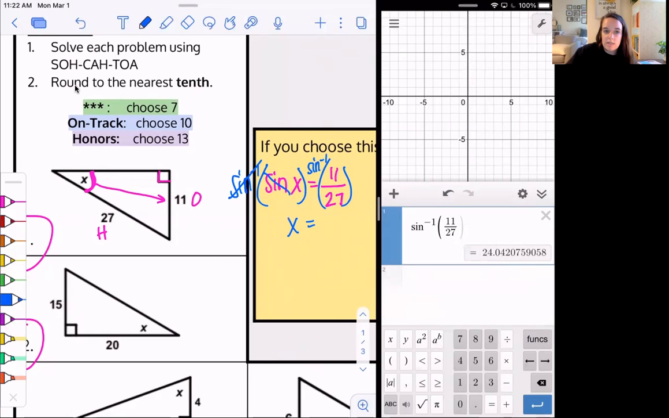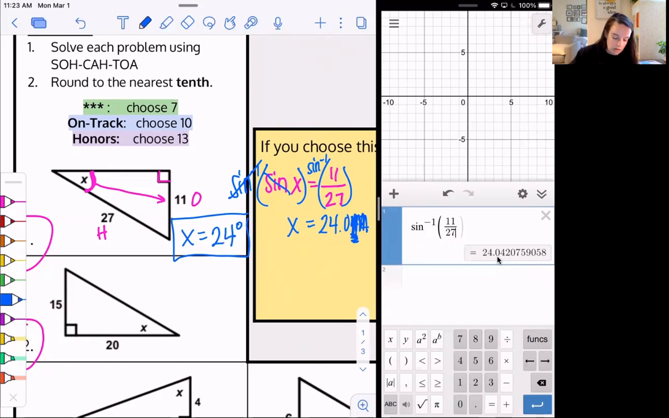24.042. So it says round to the nearest tenth, right? Rounding to tenths, that's 1 decimal place. I'm going to look at this digit here. The 4 is not going to round up, so I am going to leave it at 24.0. So my answer for this one, x equals 24, right? That's 24 degrees because we're looking for our angle. Okay. So that's number 1, using sine.